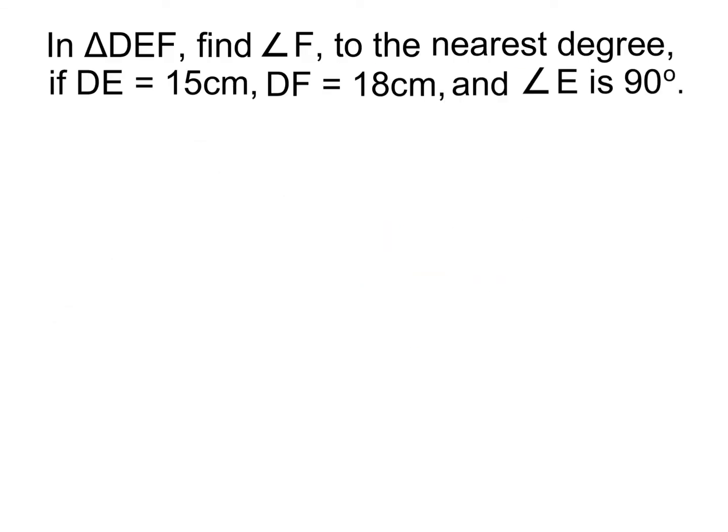Our last question does not have a diagram, so we are going to have to read the information and make a right triangle ourselves. So in triangle DEF, find angle F to the nearest degree. If DE is equal to 15 centimeters, DF is equal to 18 centimeters, and angle E is equal to 90 degrees. So I'm going to start off by making a right triangle. And let's put that 90 degrees right here to make it a right angle triangle. On top, that will be angle D, and then angle E, and then angle F.